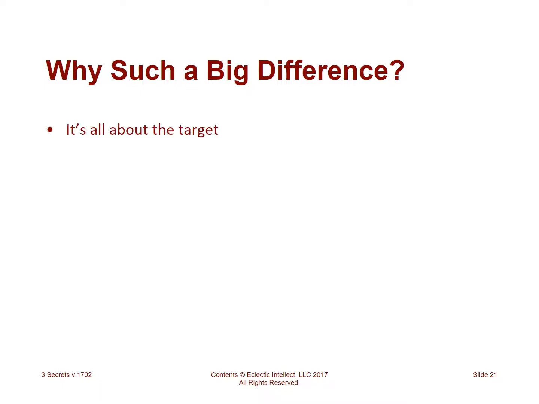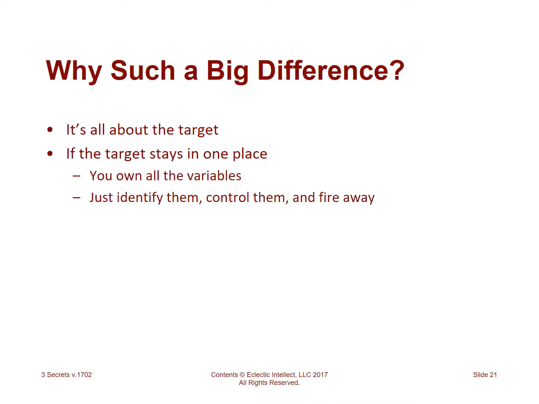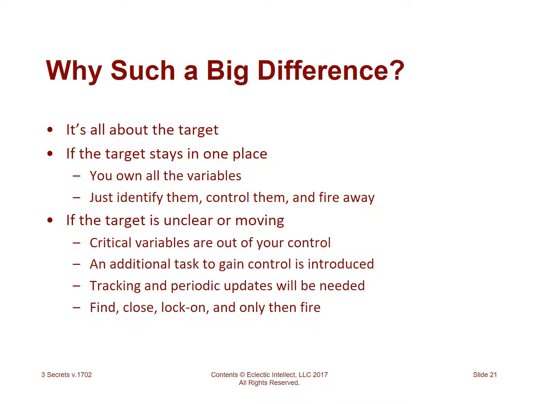Why is this such a big difference? It's all about the target. If the target is staying in one place, you own all the variables, dial them in, control them, fire away, and pretty soon you ought to be able to put the slug through the dead center of the target over and over and over again. If the target is moving, though, that fixed rifle range is useless to you because critical variables are out of your control. If it's moving unpredictably, you can't even lead it and hope the two will converge at some place.